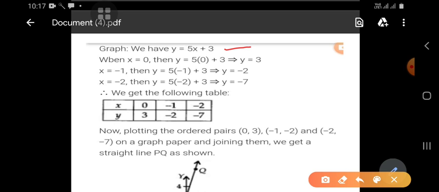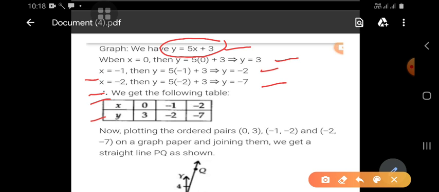So first we put x is equal to 0. Then when we put x is equal to 0, then the value of y is equal to 3. Again when we put x is equal to minus 1, then y is equal to minus 2. Again if we put x is equal to minus 2, then we will get y is equal to minus 7. So in this equation y is equal to 5x plus 3, we get the value of x and y here.